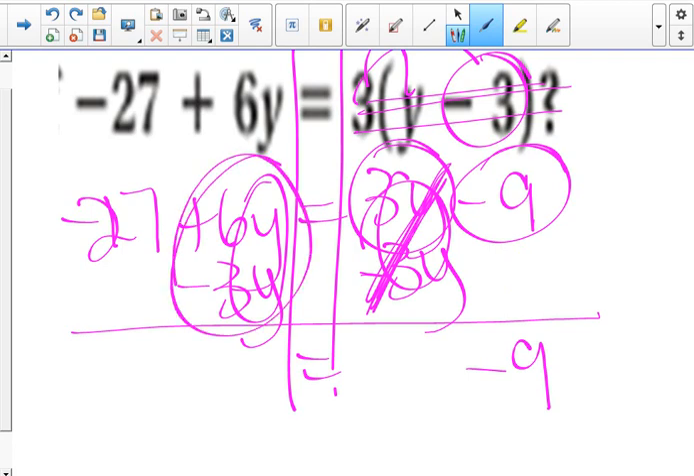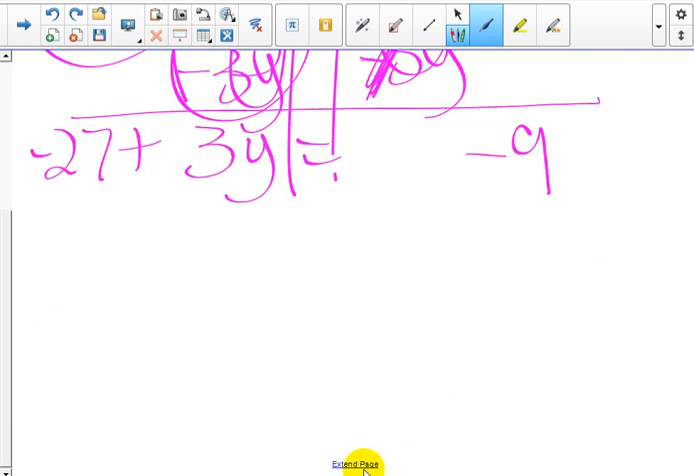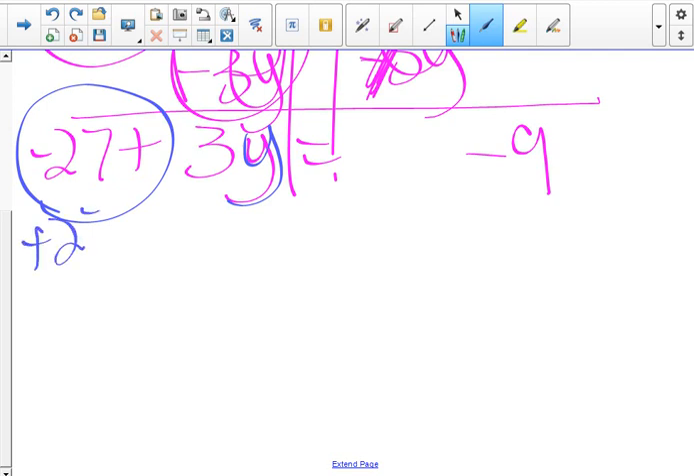So now let's do this. 6y minus 3y. They're like terms, so we just do 6 minus 3, which is 3y. And I'm going to carry down the negative 27 plus. The next thing I want to do, I'm still trying to just isolate my y. So I'm going to try to get rid of that. So the opposite of subtract is to add, right? So I'm going to add 27 to each side.